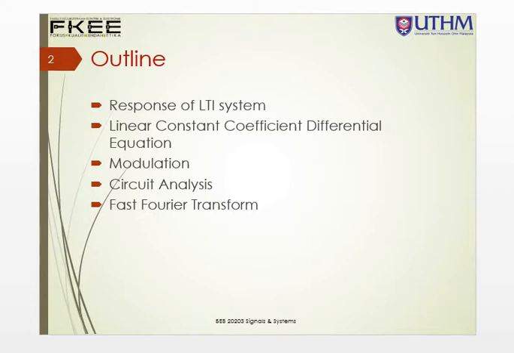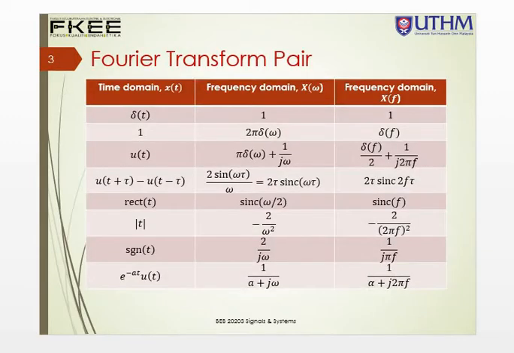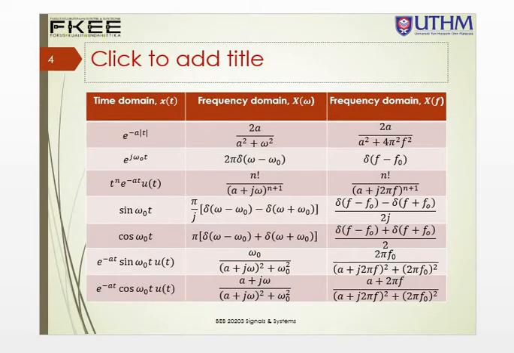So this is the outline for Lecture 10, which covers the response of LTI systems, LCCDE, modulation, circuit analysis, and FFT. But FFT is covered only very little. Okay, this is the Fourier transform pair table, in which you have the time domain and the frequency domain. So if you want to find, for example, e to the negative at in the frequency domain, you can check the table.